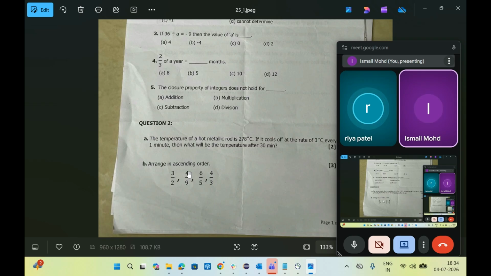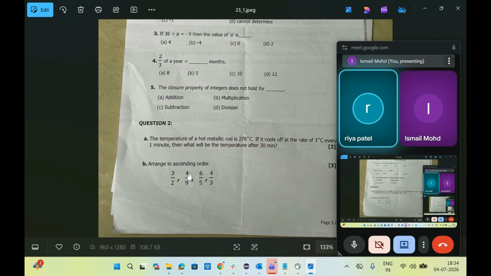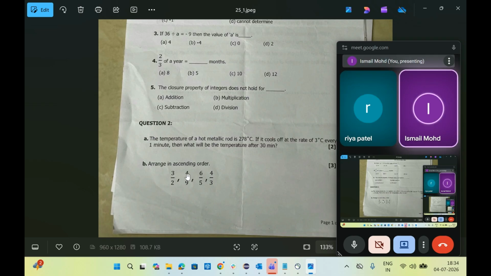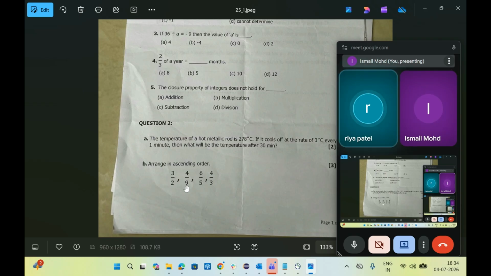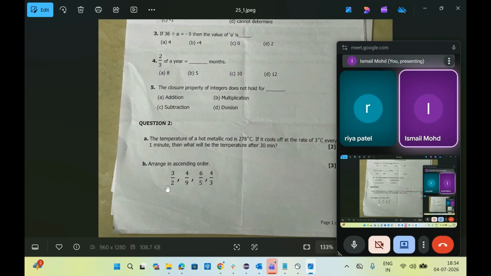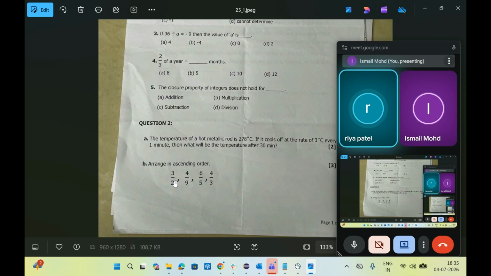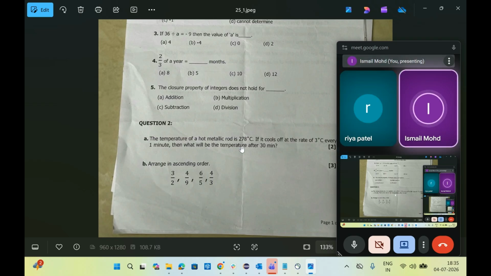See here, 4 is less than the denominator. Less than 1 means it will be point 4 something. So the first one will be 4 by 9. This is 1.2, this is 1.5, this is 1.3. So the next one will be 6 by 5, next 4 by 3, and finally 3 by 2. Okay, sir. This is how you have to solve this one. So this is done.